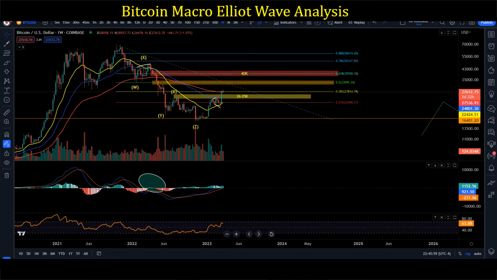In today's content we'll talk about BTC on the macro level in terms of wave analysis and all that good stuff, and what type of price action we could be anticipating over the next few weeks, month, right?